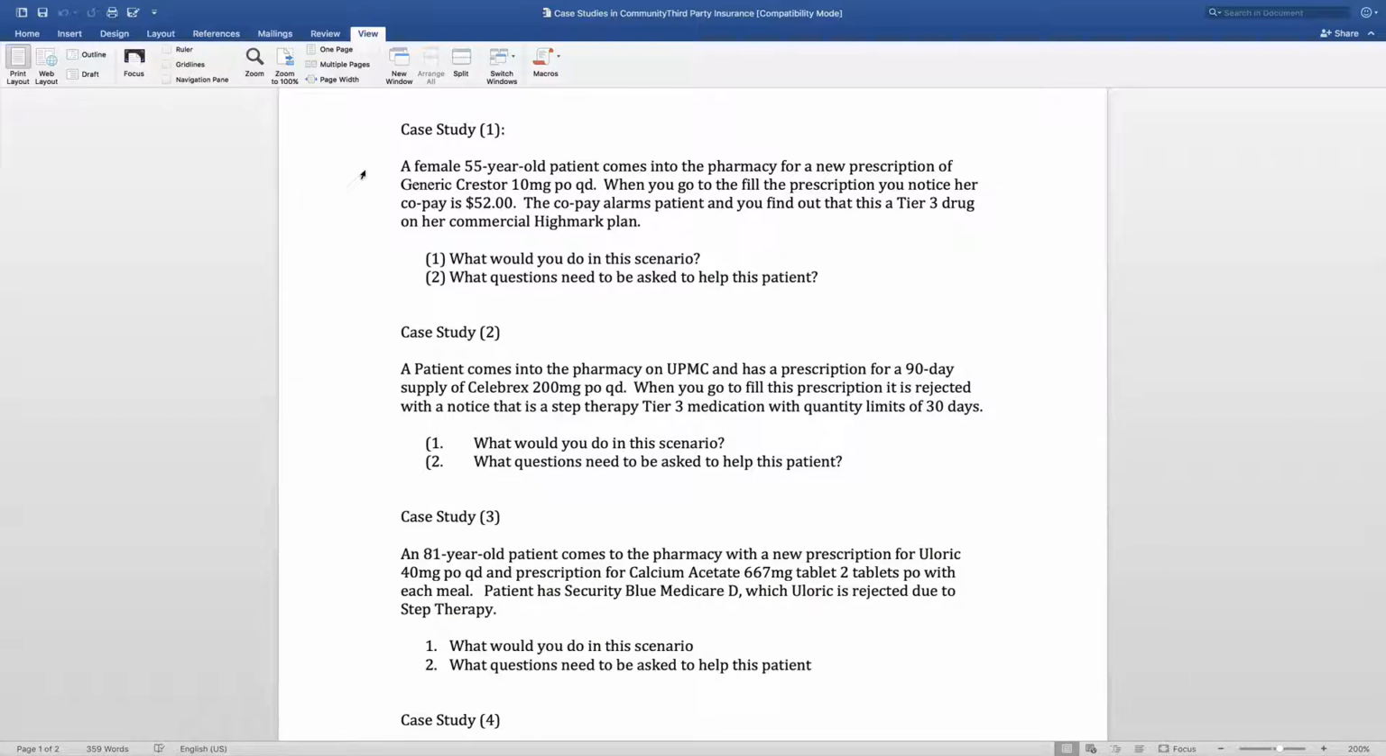Case study number 2: a patient comes to the pharmacy with a prescription for a 90-day supply, and this actually should have said generic Celebrex. When you go to fill the prescription, it's rejected with a notice that it's step therapy, tier 3, with a quantity limit of 30 days.